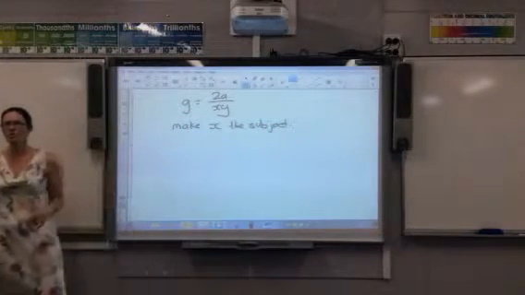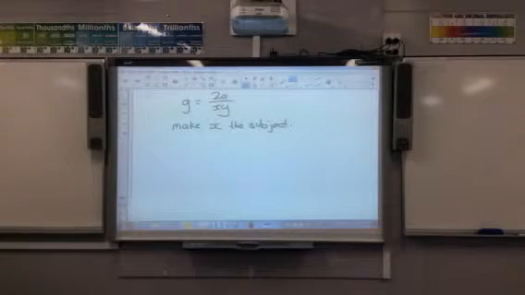Alright, what's wrong with this question? The problem: X is on the bottom. I cannot make X the subject. Even if I moved all the others away, the X would still be on the bottom. So my first step is to get X off the bottom. How do I do that? Timesing by 2A will not move the X. Timesing by Y will not move the X. Timesing by X, Patrick, will move the X.